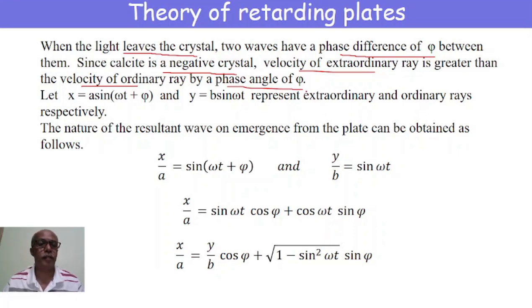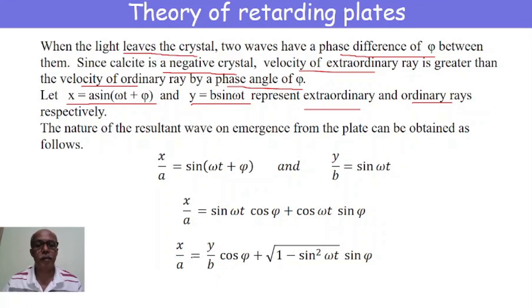Now, in order to study this, let us consider x equals a sin(omega t plus phi) as the extraordinary ray and y equals b sin omega t as the ordinary ray. Let x represent the extraordinary ray and y represent the ordinary ray. It can be rewritten as x by a equals sin(omega t plus phi) and y by b equals sin omega t. x by a has the form of sin(a plus b), and therefore it is sin a cos b plus cos a sin b.